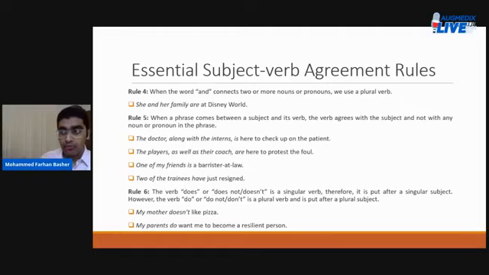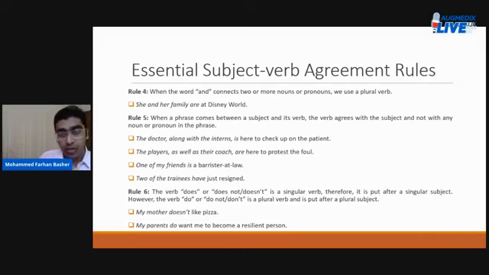The first example under Rule 5: the doctor, along with the interns, is here to check up on the patient. Now here, the subject is the doctor, not the interrupting phrase along with the interns. Along with the interns is not part of the subject. This is just an interrupting phrase, right? Which is why the verb that follows is in its singular form, because it is agreeing with the subject of the sentence, which in this case is the doctor.